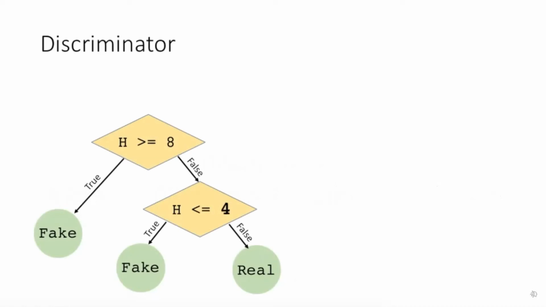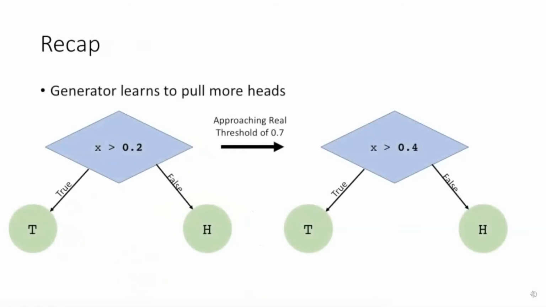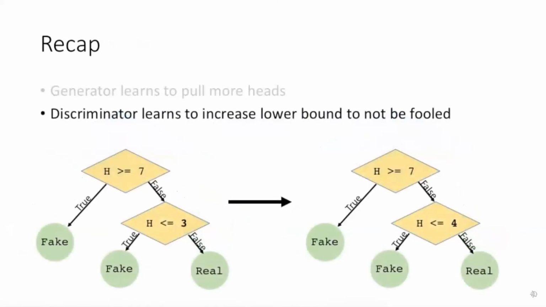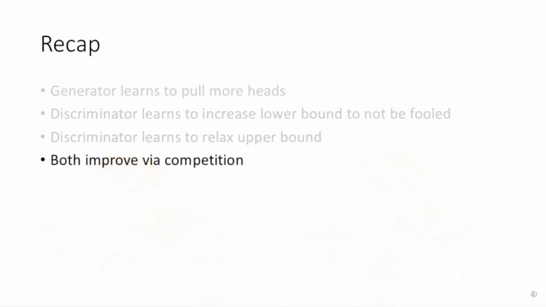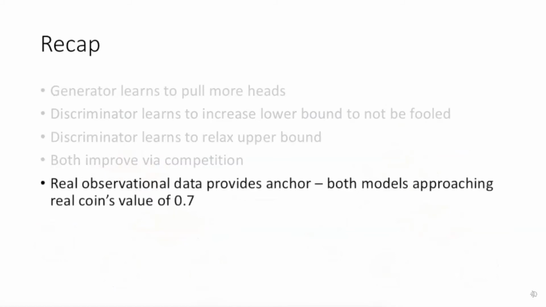If you take a moment to think about the dynamics of this process, the generator starts by giving way too few heads, but slowly increases as the discriminator learns to identify it as being fake for that reason. As the discriminator gets fooled, it learns to increase the lower bound on the acceptable number of heads. Additionally, it learns to relax its condition on the upper bound as it makes mistakes on the real data by calling it fake. So, both the generator and discriminator are getting better by competing, and they're learning to do it by using the real observational data as a reference point.